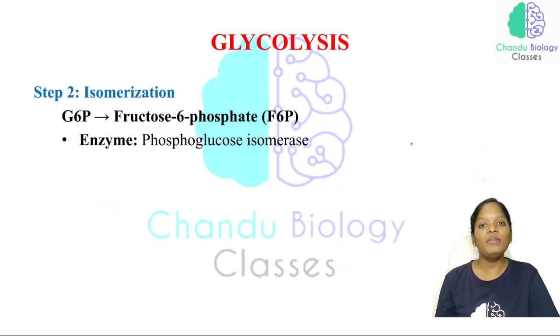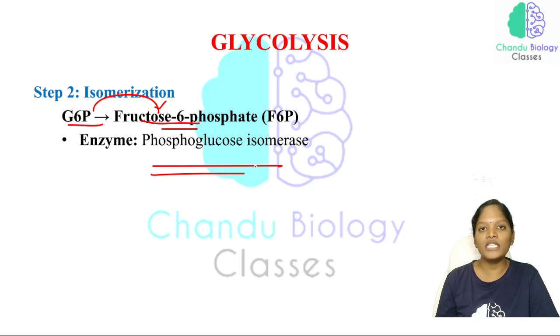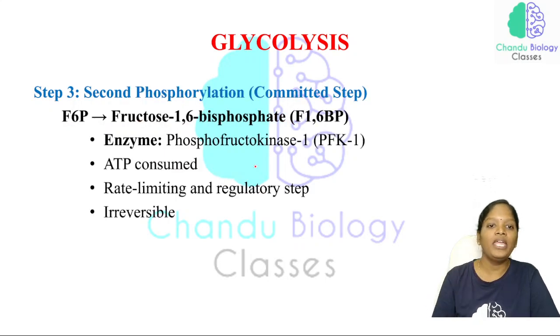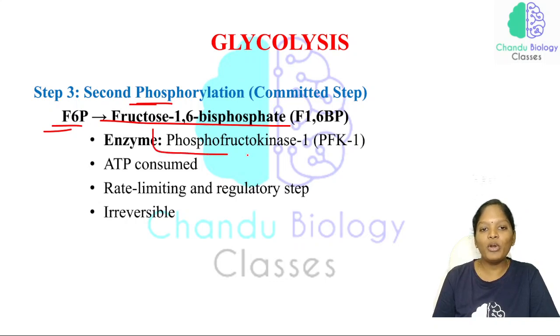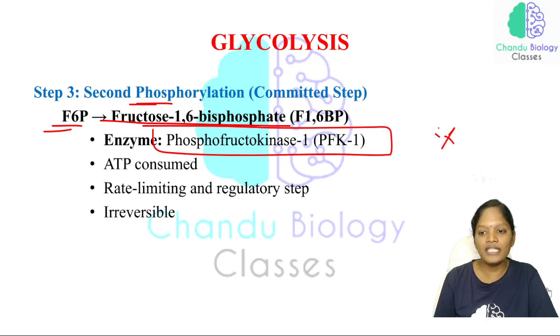Now, isomerization. Glucose 6-phosphate will be converted into fructose 6-phosphate with the help of the enzyme phosphoglucoisomerase, and both are structurally similar. And here is the second phosphorylation: fructose 6-phosphate will be converted into fructose 1,6-bisphosphate. The most important enzyme is phosphofructokinase, PFK1. Very, very important enzyme. ATP is consumed here.